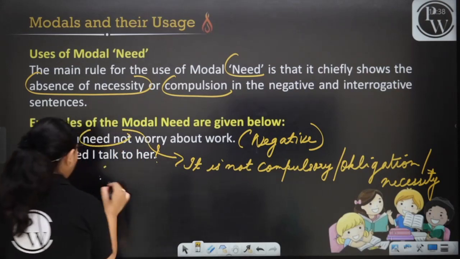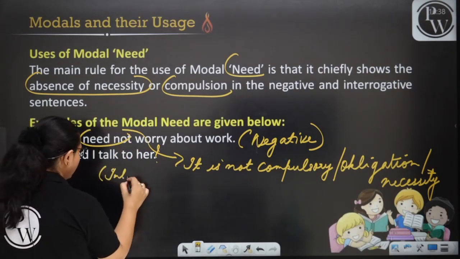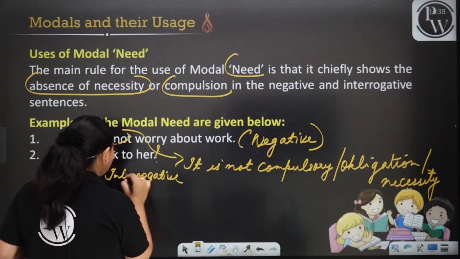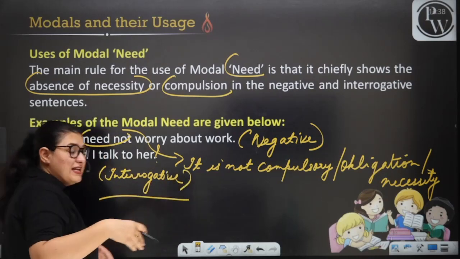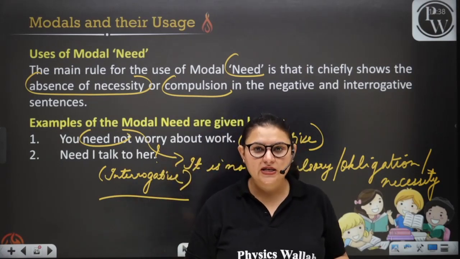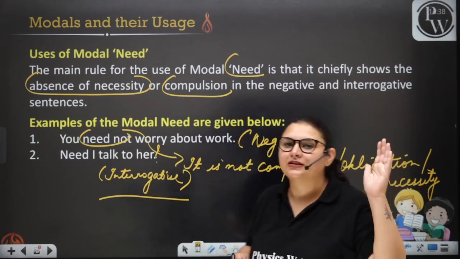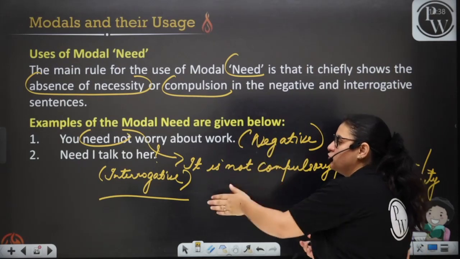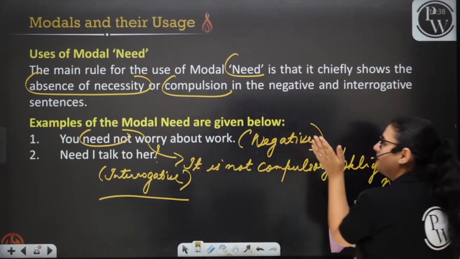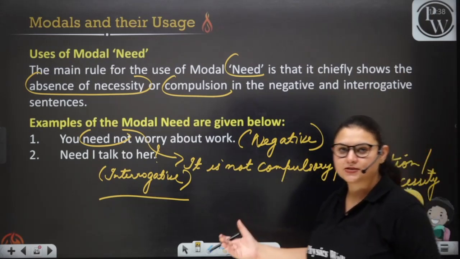Need I talk to her? Now, this is interrogative. She is asking, need I talk to her? Is it compulsory for me to talk to her? Is it a necessity to talk to her? That is why in this case we use need when there is an absence of compulsion or necessity.